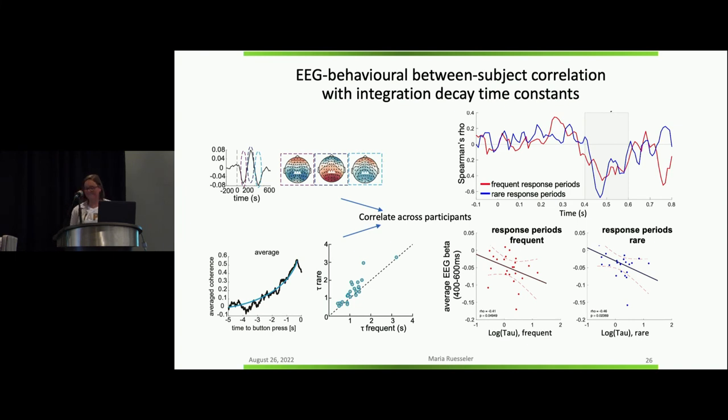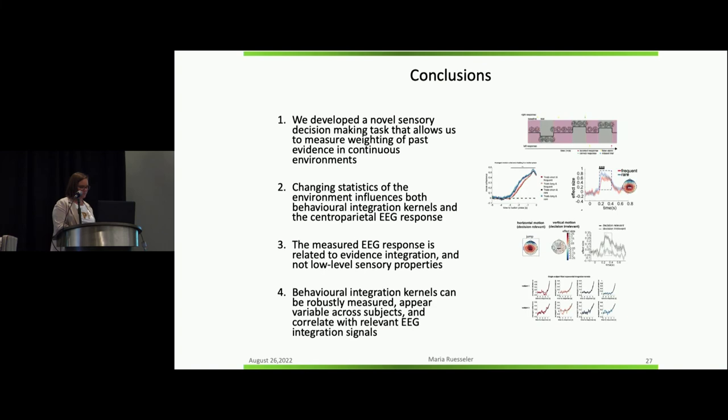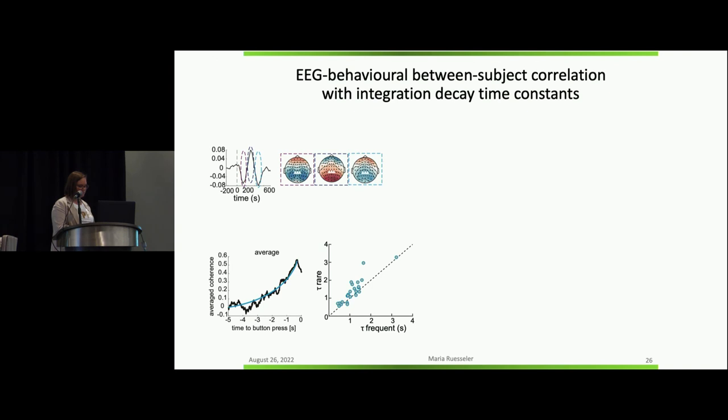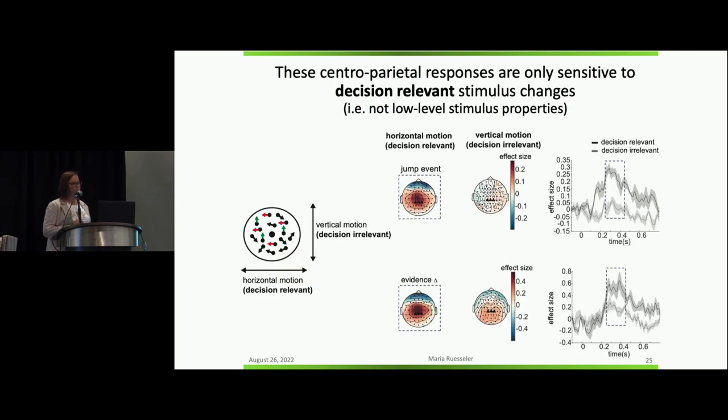Yeah, really interesting, thanks. We have one more question over here. Yeah, a very cool paradigm. I had a question about the decision irrelevant kernels, because although they were a lot lower amplitude, it looked like there's a similar time course to them. And I was wondering if your interpretation about tau as reflecting a decision process makes sense in light of that.